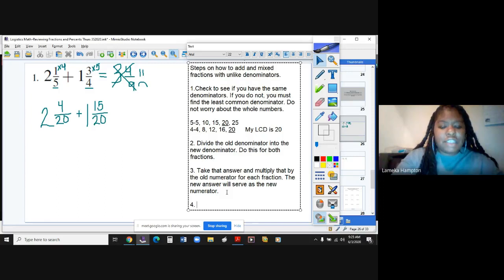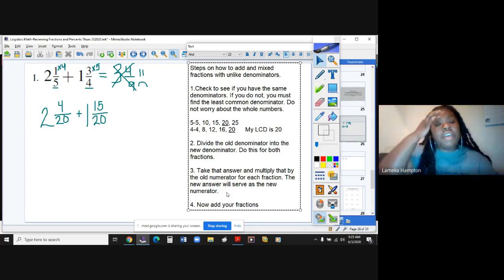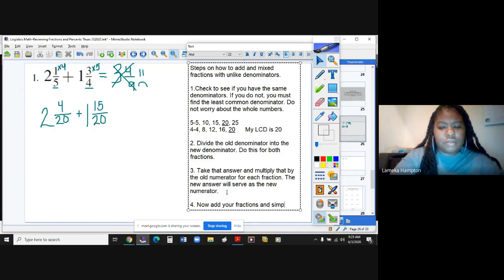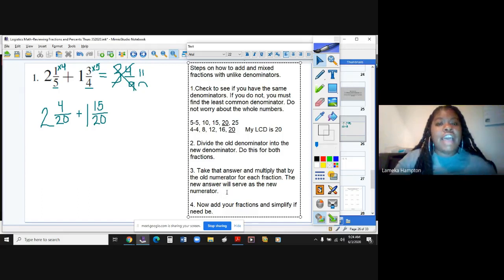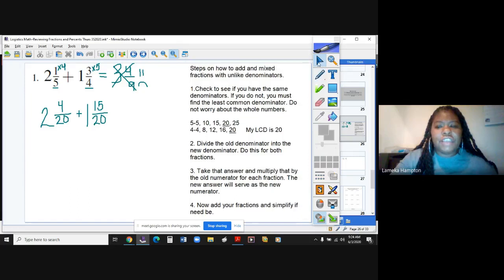All right, so now step 4 is you are going to now add your fractions, because now your fractions have the same denominator. So we can now add these fractions. Okay, so now you're going to add your fractions, and you are going to simplify if need be.